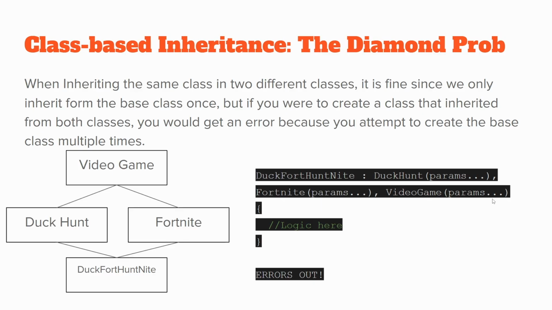What I mean by that is when you declare Duck Fort Hunt Night, for the constructor, you have to declare this long list of constructors with their respective parameters, and you also have to declare a parameter for the base class, which normally works. But because you're calling the constructor for Duck Hunt and Fortnite, within those constructors, they also have a reference to the base class as well. There are like three base class calls, meaning that this will create an error because the constructor doesn't understand which reference to the video game class it should use because it's ambiguous.